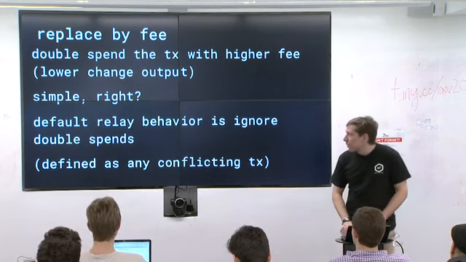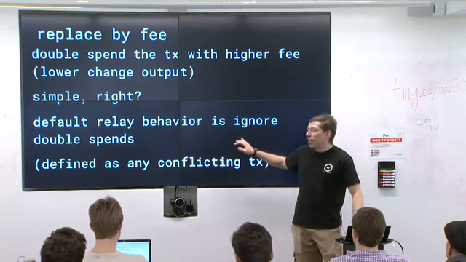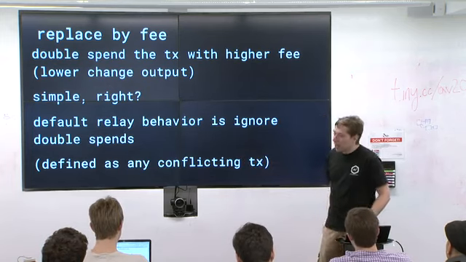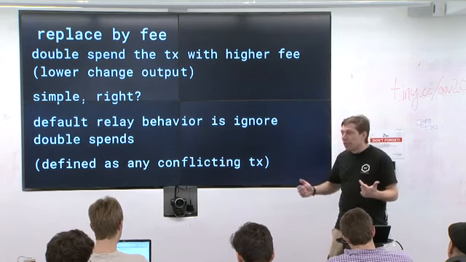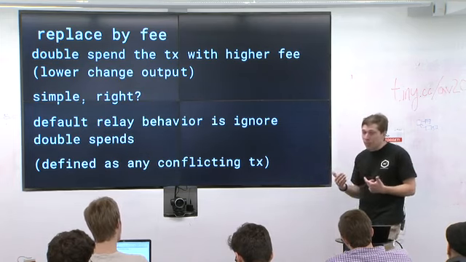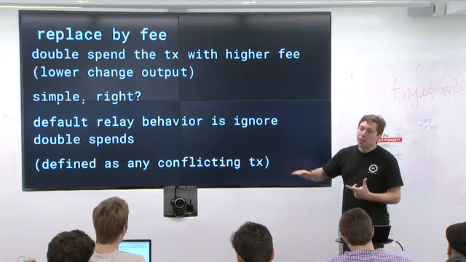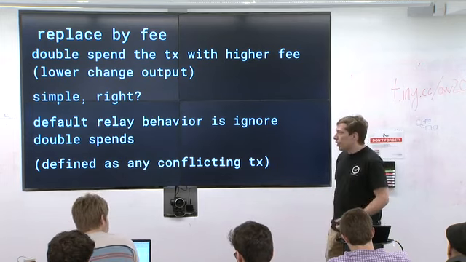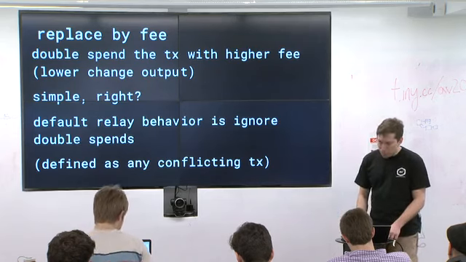Another problem, the default relay behavior is to ignore double spends. And this is not just a default that's for fun. There are actually good reasons for it. So if you see a transaction spending output A, output B, and then you see another transaction over the wire spending one of those outputs that you've already seen, you will ignore it. You won't get mad at the person who sent it to you, but you'll just ignore it. You're like, no, I already saw a conflicting transaction. So the default is, first thing you see is the thing you go with.